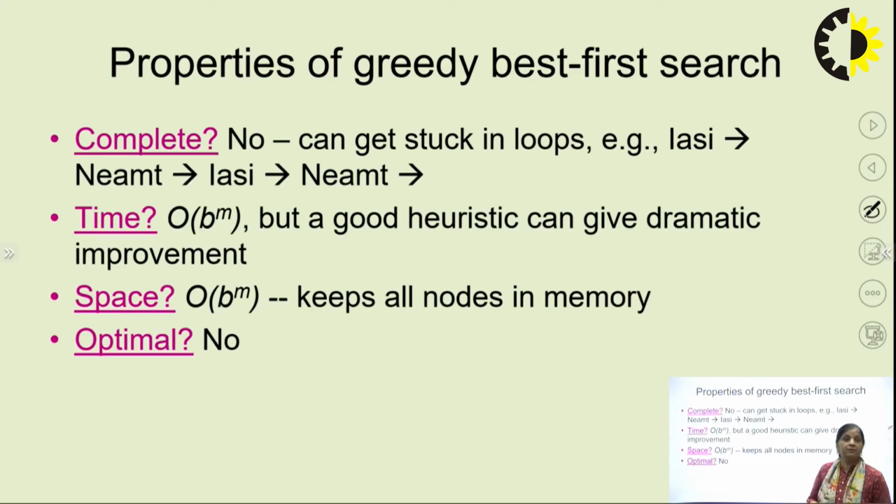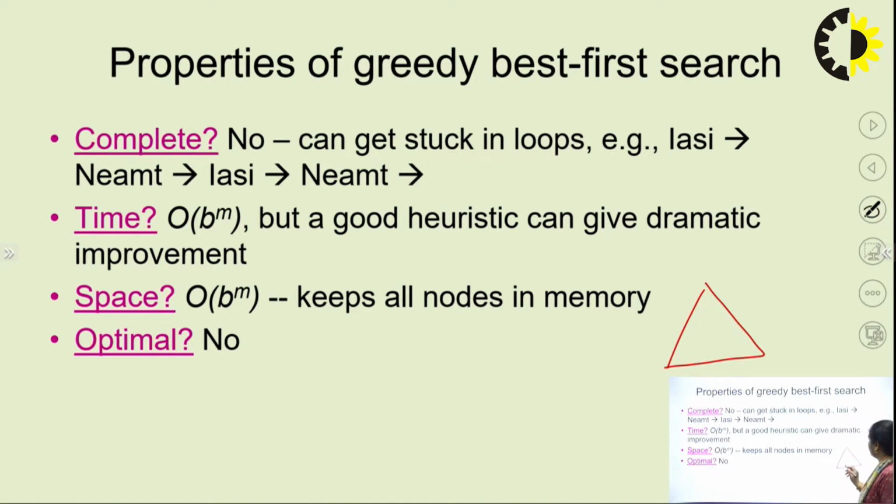Now the properties of greedy best first. Is it complete? That is the first question. Greedy best first search doesn't give us the guarantee that it will be complete, because we can have in some map some loop. That is a closed cycle.